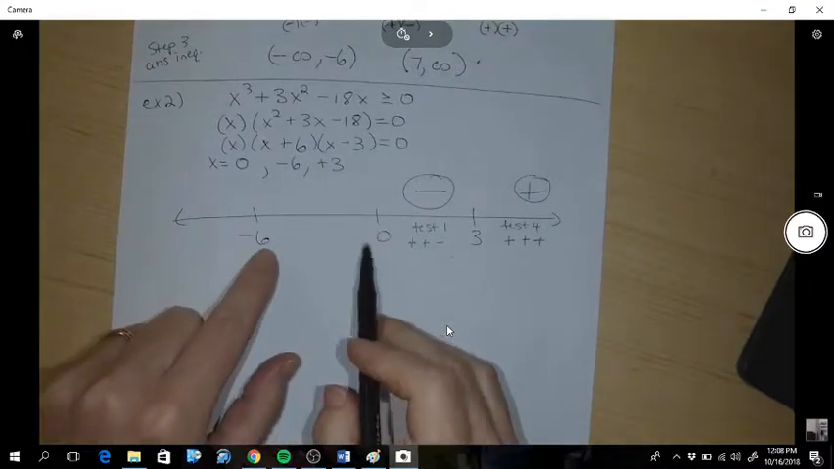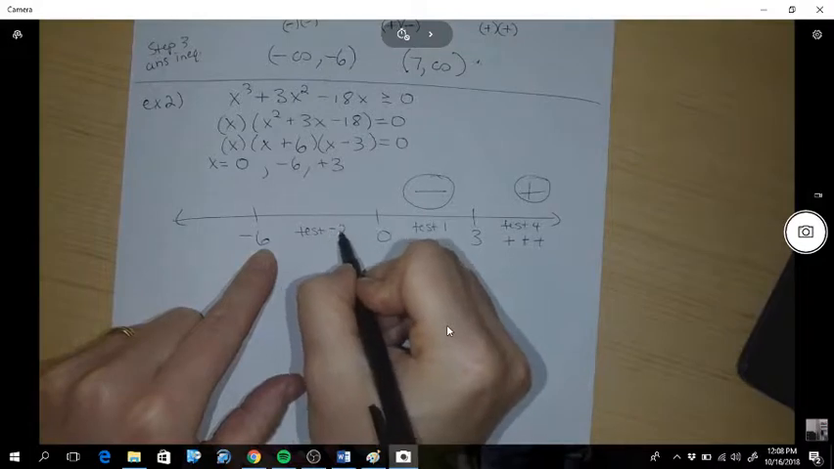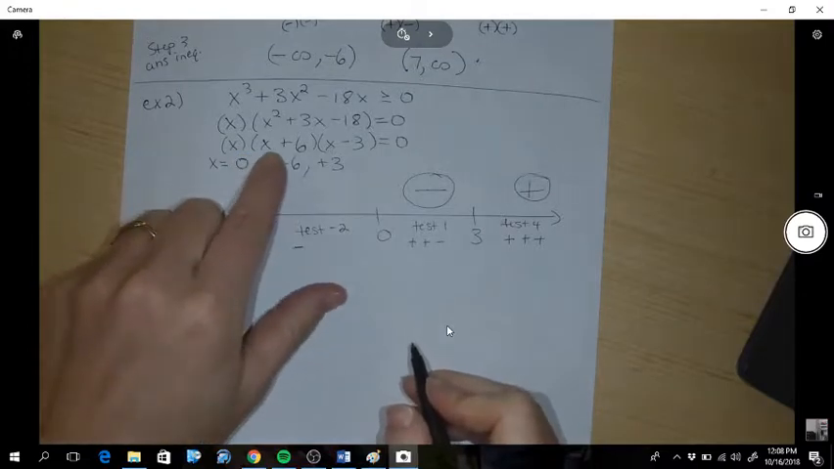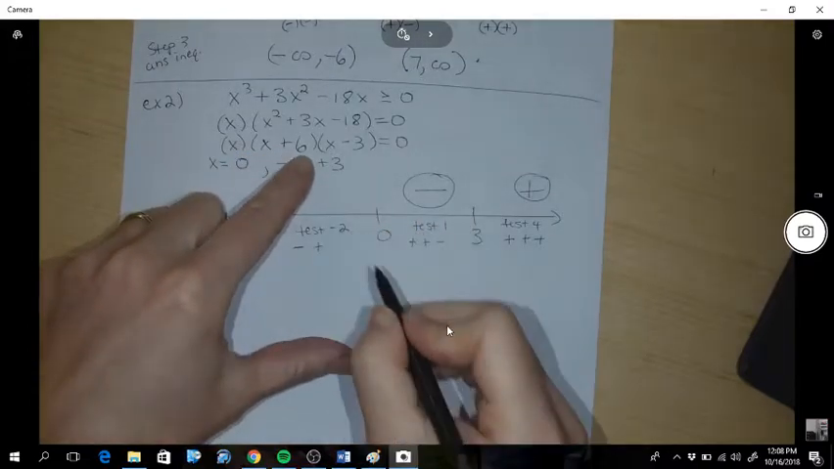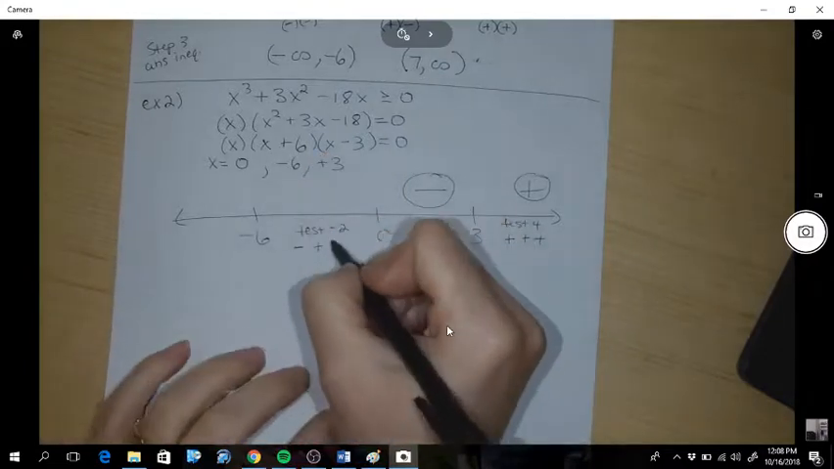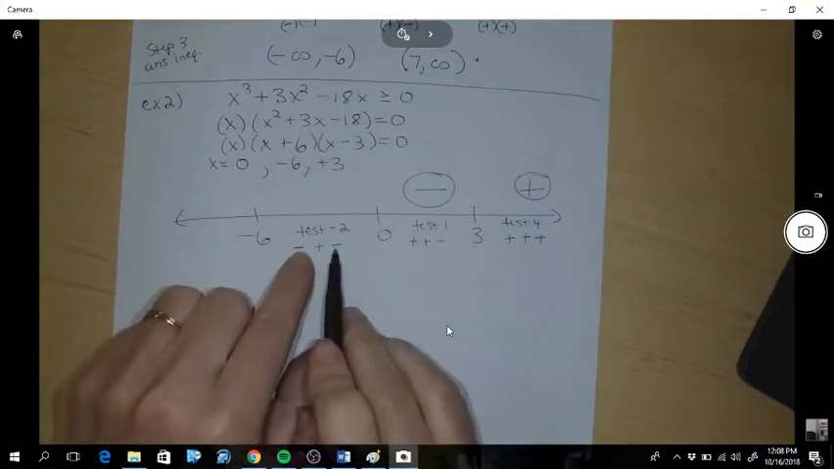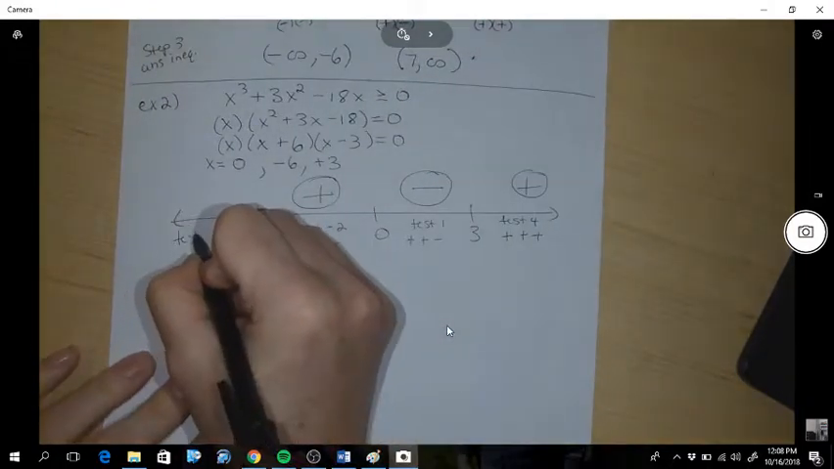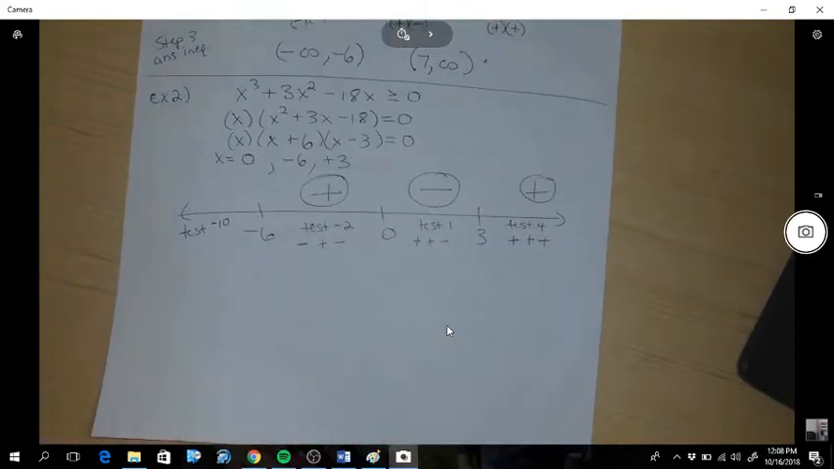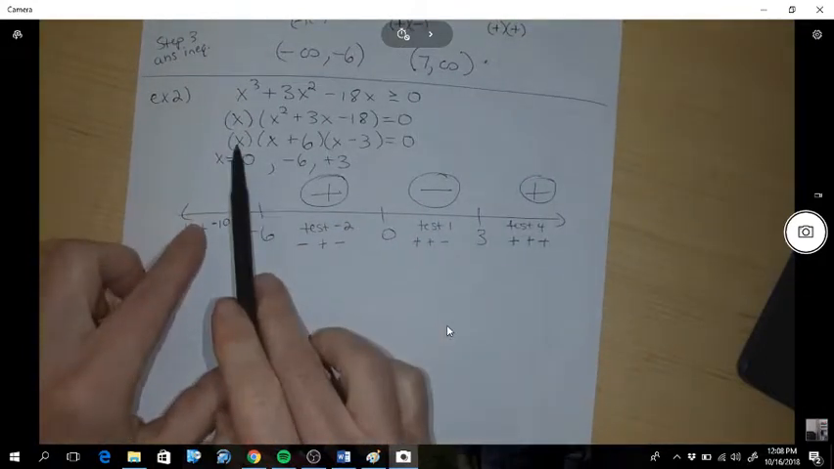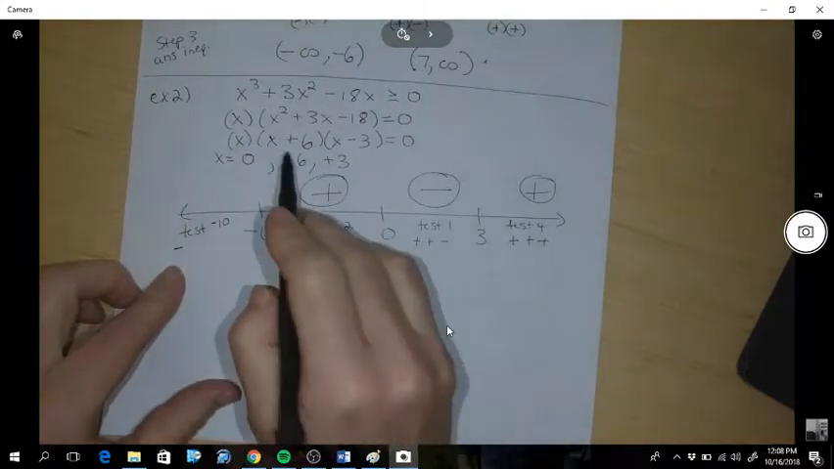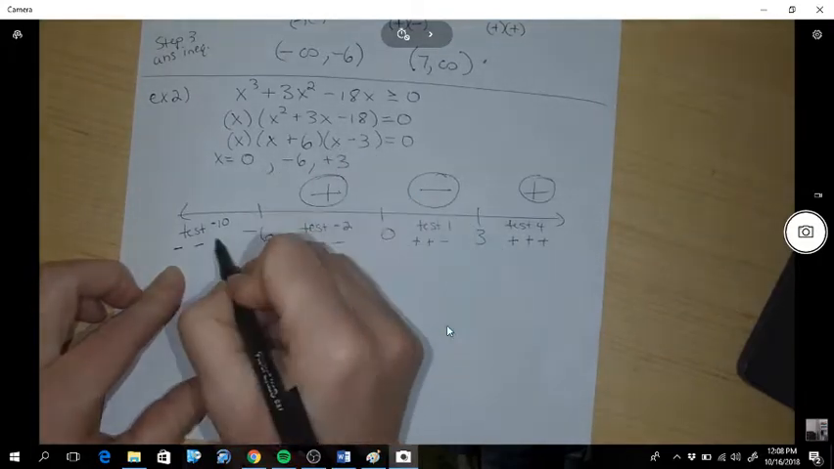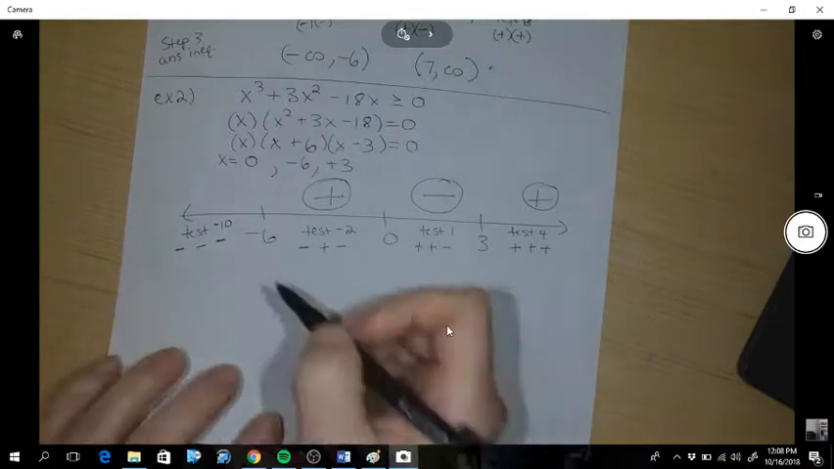Find a number in this region. I'm going to test a negative 2. Negative 2 in this bracket makes it negative. Negative 2 plus 6 is positive. Negative 2 minus 3 is negative. Those two negatives multiplied and then another positive make it positive. Test a number in that region. So negative 10, let's go. Negative 10 in the first bracket, negative. Negative 10 plus 6 is negative. Negative 10 minus 3 is negative. Multiplying 3 negatives ends up being negative.